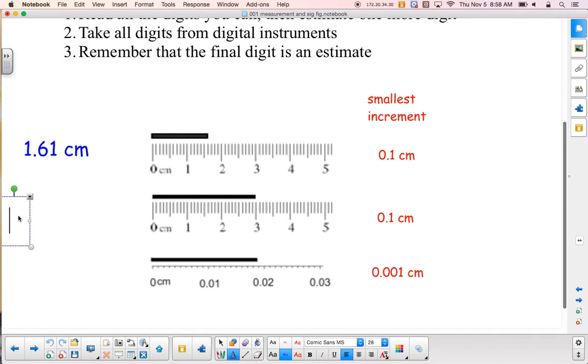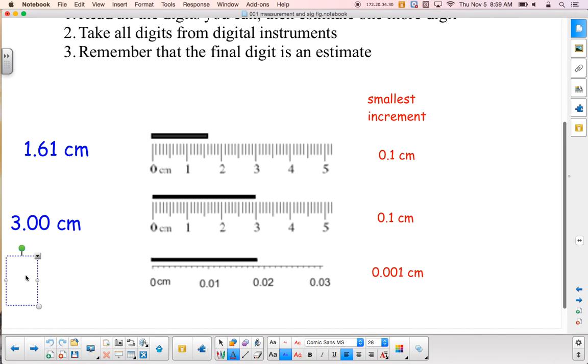As I look at the second stick, in this case it looks to me that the stick is exactly at the 3 centimeter mark, but I have to say so very carefully. I know for certain that I have at least 3 centimeters. And I can say with certainty that I don't have any tenths. To tell my reader that I believed I was exactly on the 3 centimeter line, I'm going to put my estimated digit as a 0 to indicate that I feel the stick is 3.00 centimeters long.